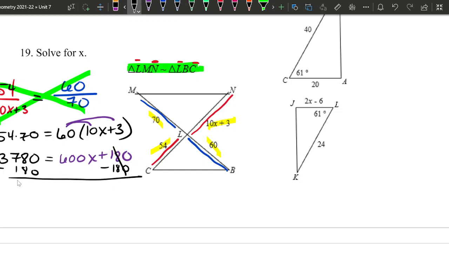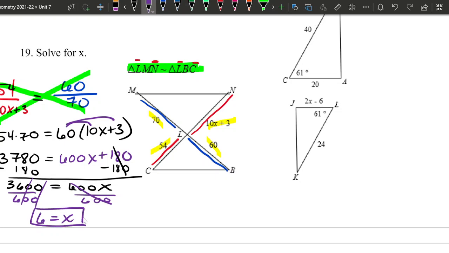3,600 equals 600x. It's big numbers, but it's okay. I divide by 600, and it's just 6, because the zeros cancel. 36 divided by 6 is 6. Equals x. And that's all I needed was x. It didn't ask for the length, it just asked for x.